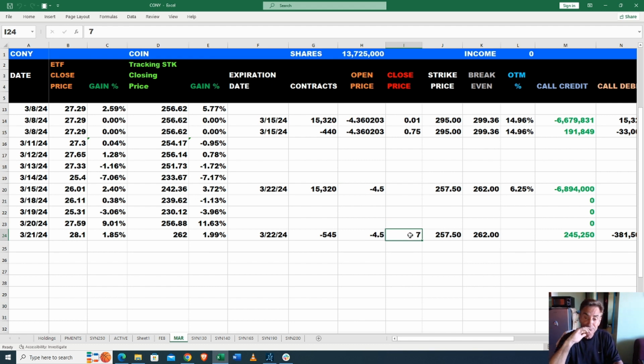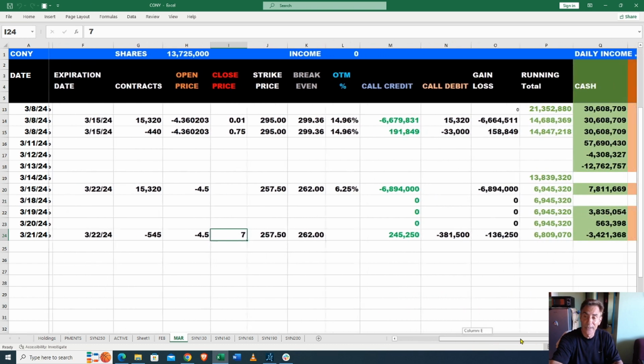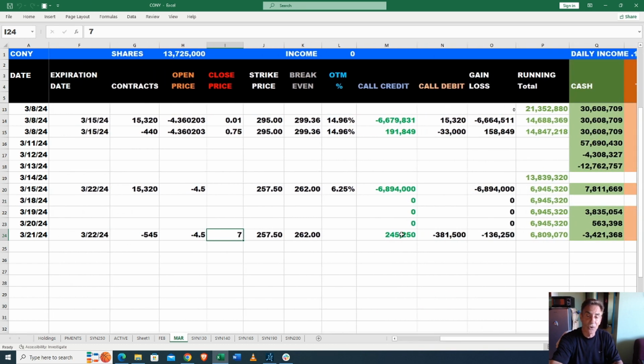I estimated that we bought it back on the 545 contracts out of the 15,320 for $7. So what did that look like? Going over here, we had a call credit when we sold the portion of them at 4.5, and it cost us $7 to buy them back, give or take a dime in the actual number, because they didn't post it. So we lost roughly 136,000 by closing those out.